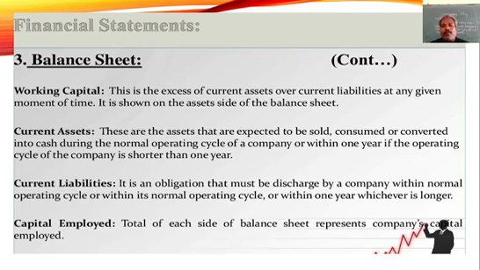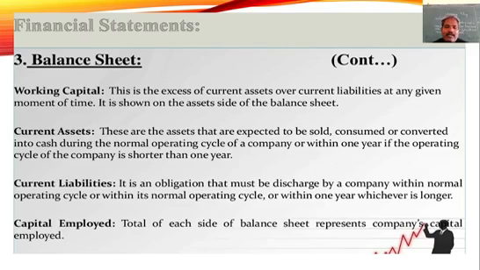Then working capital. What is working capital? It is the excess of current assets over current liabilities at a given moment of time. It shows on the asset side of the balance sheet. Generally we show the current assets on the asset side and current liabilities on the liabilities side. To calculate working capital: current assets minus current liabilities. That means current liabilities are deducted from current assets.